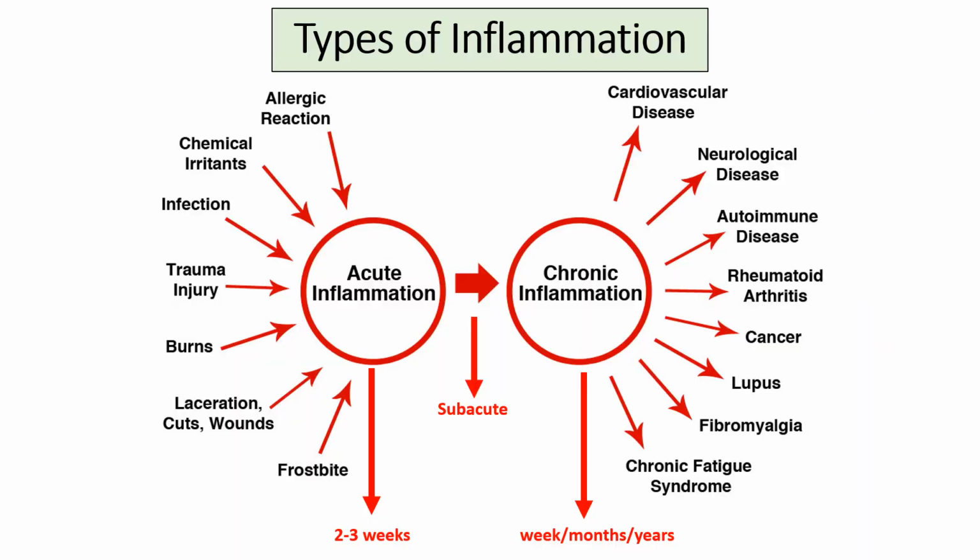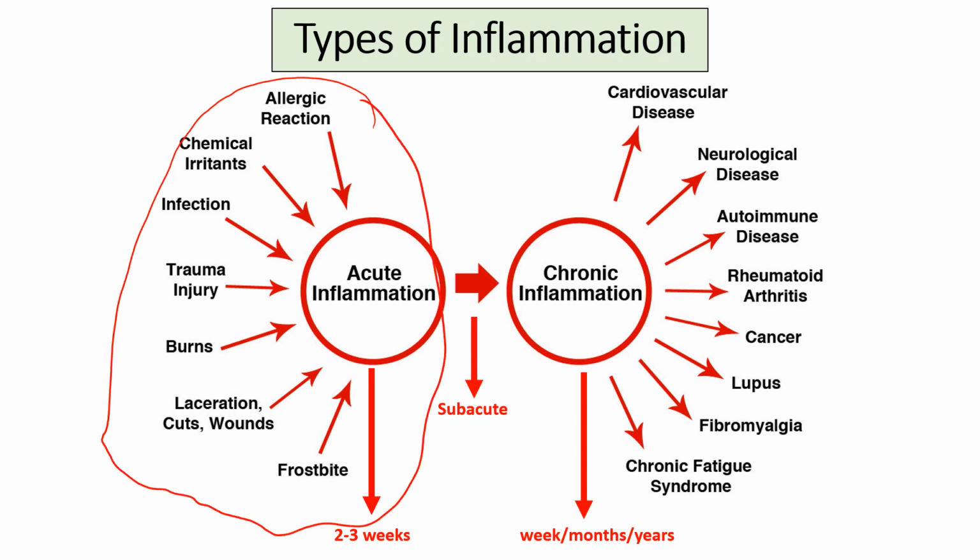Okay, so moving on to the different types of inflammation. We're going to have acute and chronic. Acute is, of course, going to be shorter, usually lasting up to maybe 3 weeks. That's going to include an allergic reaction, infection, trauma, a cut, frostbite, etc.